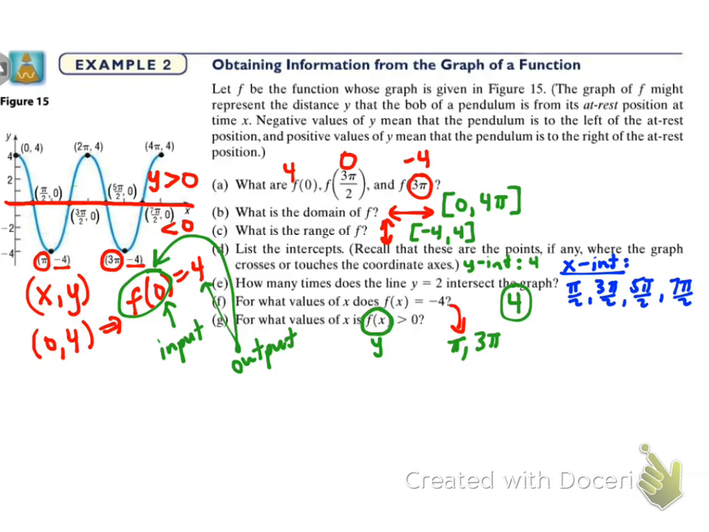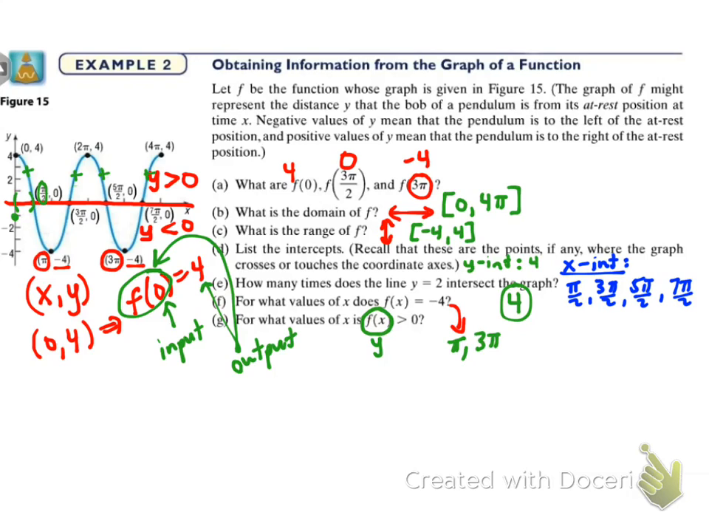When the graph of the function is above the x-axis, it means the values of the function are positive. When the graph of the function is below the x-axis, the values of the function are negative. But the question is asking for what values of x is this happening? In other words, what inputs cause the outputs to be positive? Well, if we break this down into the different sections, we can see that from x equals 0 to x equals pi over 2, the graph of the function is positive. These are all positive up here.